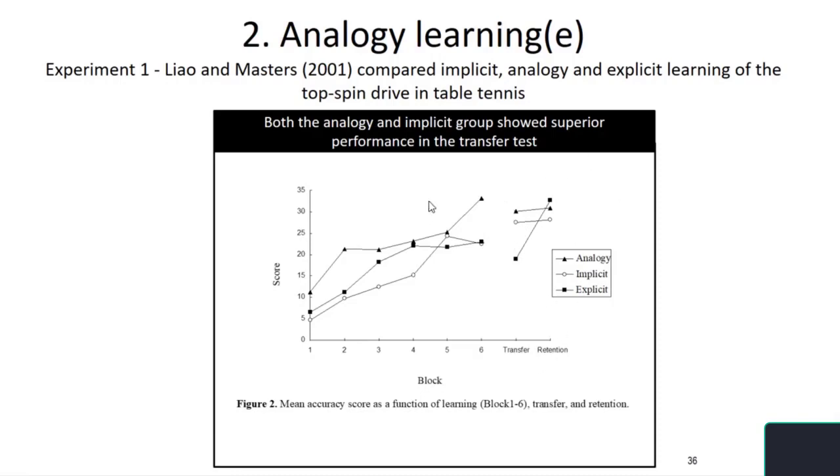Under retention and transfer, the analogy and implicit groups perform more or less equally well, and there's no significant performance detriment, whereas the explicit learning group showed a drop in performance under transfer and a boost in performance under retention. So the main difference between the conditions was their performance in the transfer condition, this condition where they count backwards in threes.